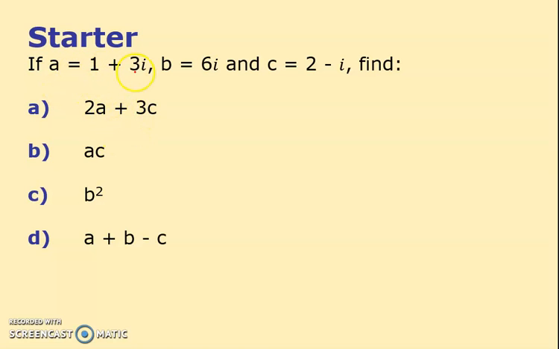So it says just add these together and do whatever it says. So I'll do the first one, you can finish them off. So it says 2a, well 2a is obviously 2 lots of 1 plus 3i, plus 3c, what was c? 2 minus i. So multiply out those brackets, it's basic maths really: 2 plus 6i for the first one, plus 6 minus 3i. So what's that give me? It gives me 8 plus 3i. It's just common sense really.